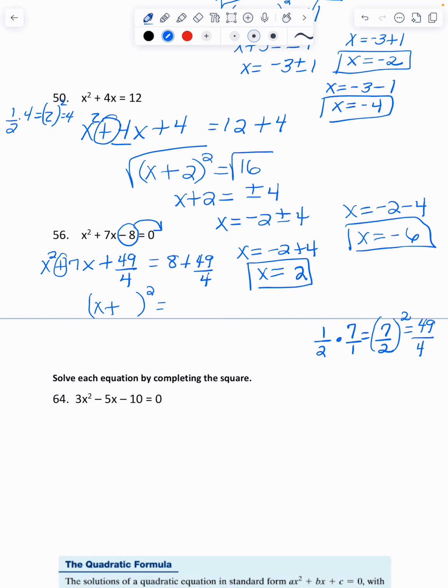And when we think back of perfect squares, think back of what you had to square to get 49 fourths. What number did you square to get 49? 7. What number did you square to get 4? 2.